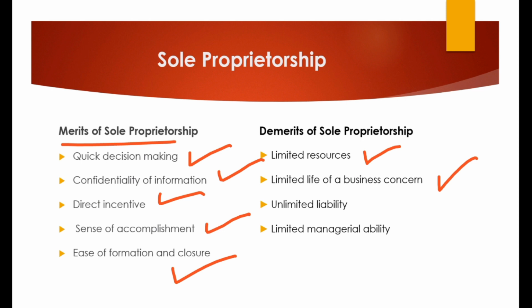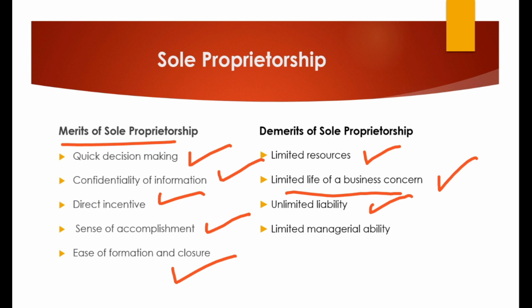Limited life of business concern. We have just studied that there is a lack of business continuity, because if there is any insolvency, bankruptcy or death of the owner, there is the possibility that we have to shut down the business. So, limited life of business concern. Next is unlimited liability, which we have just discussed.